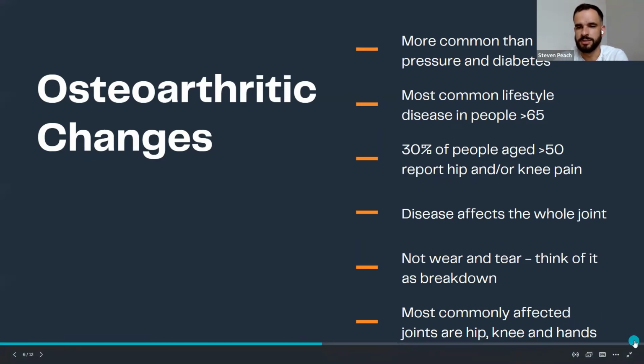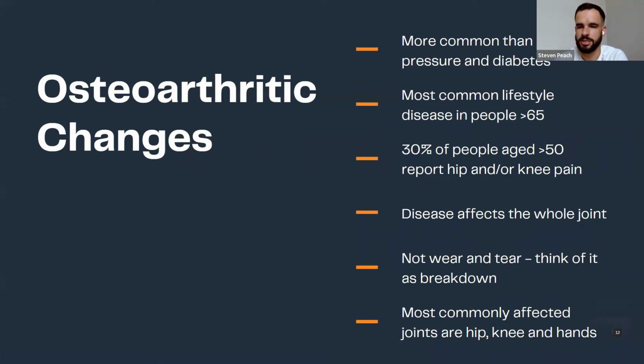One important thing too is that the disease does affect the whole joint. It does not just affect the articular cartilage. The bone underneath of the articular cartilage is affected. The muscles are affected. The connective tissue or ligaments and capsules around the joint are affected. So it affects everything, not just the articular cartilage.